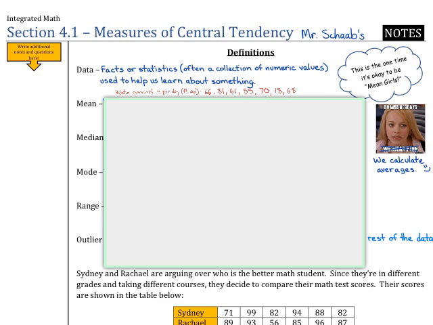Okay, so first thing is data. Our first definition, data is facts or statistics, often a collection of numeric values, which just means a collection of numbers used to help us learn about something. Okay, so for example, the mini example I have is water consumption per day. So you probably heard before adults, and we'll just assume this is for an adult here, are supposed to consume 64 fluid ounces of water a day. That's 8 cups of water.